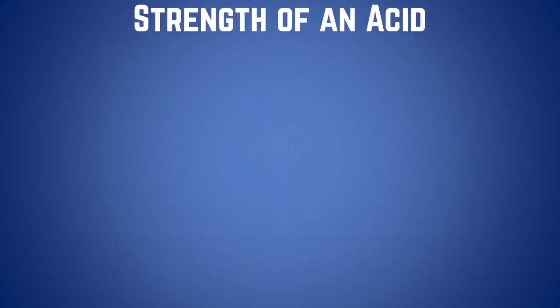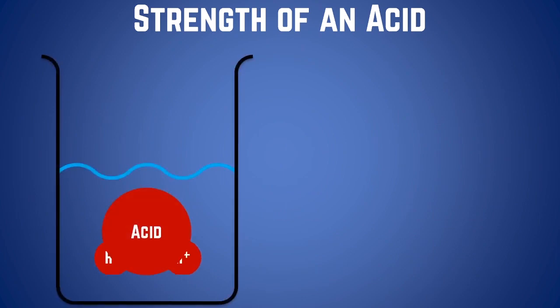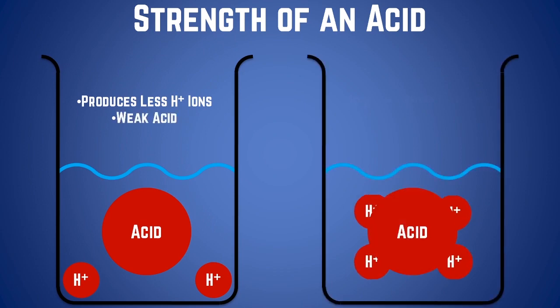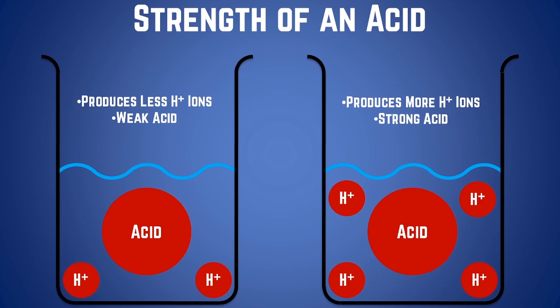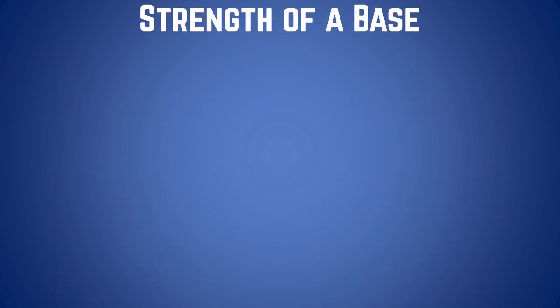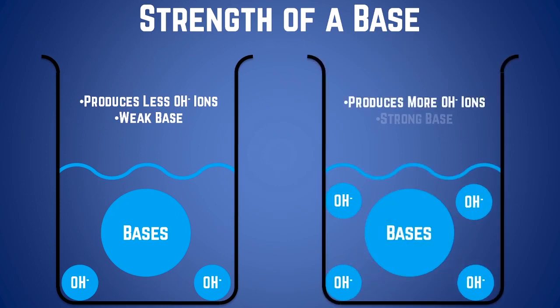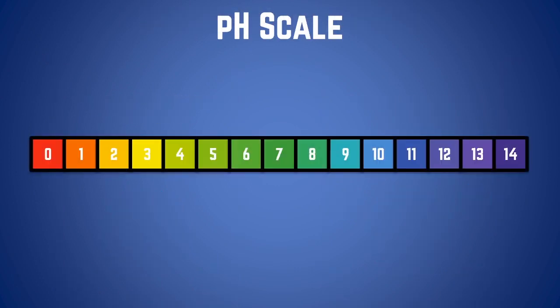The strength of an acid is determined by the amount of H+ ions released by it. The acids which release less H+ ions are weak acids, and the acids which release more H+ ions are strong acids. Similarly, the strength of a base is determined by the amount of hydroxide ions released by them. The bases which release less hydroxide ions are weak bases, and the bases which release more hydroxide ions are strong bases. A pH scale is used to rank the acidity or basicity of a substance.